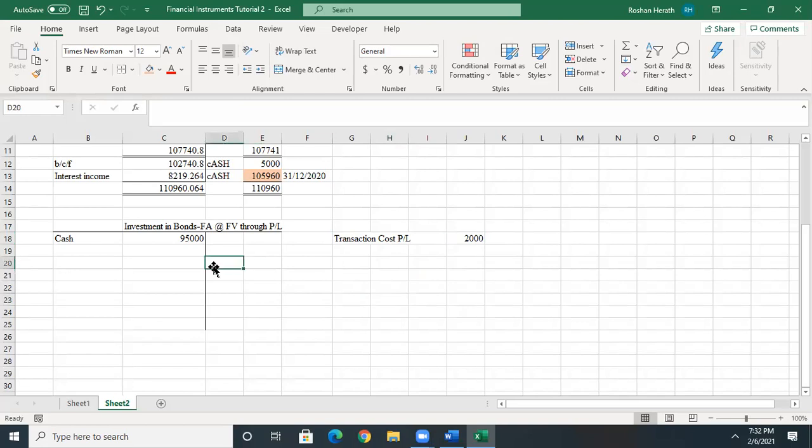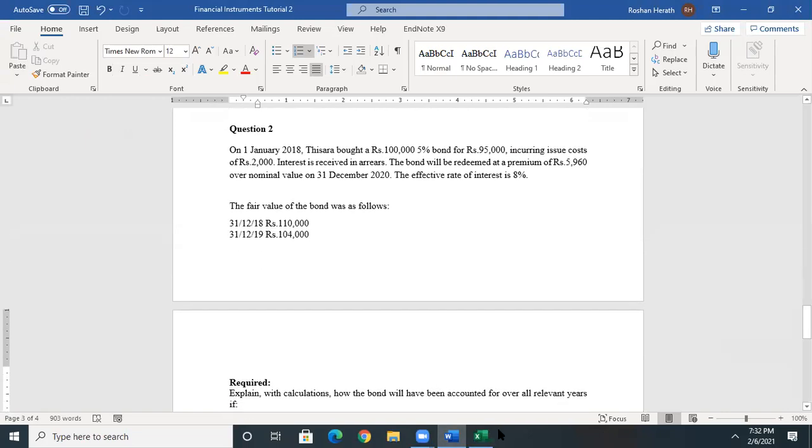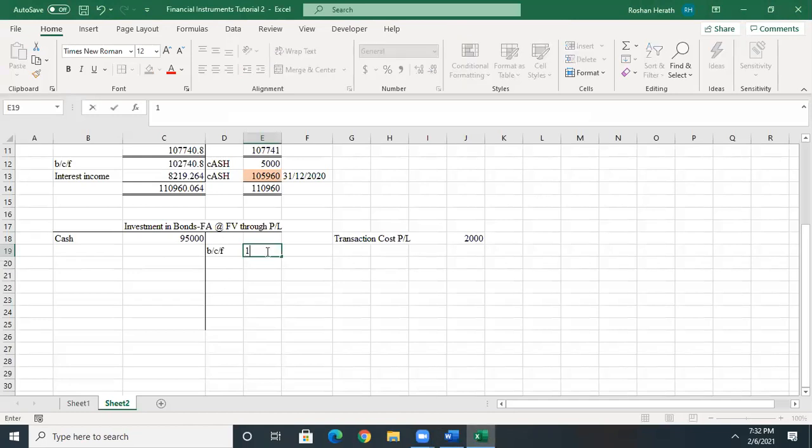After that, it's quite simple. If it is financial asset at fair value to profit or loss, all what you have to do at the end of the reporting period, go and remeasure. So in the first year end, what is the amount of the bond? It says that it's 110,000. Okay, take it 110,000. So now you can see it's 110,000 over there, 110,000 over here. Then the difference, there you can see a gain on remeasurement.